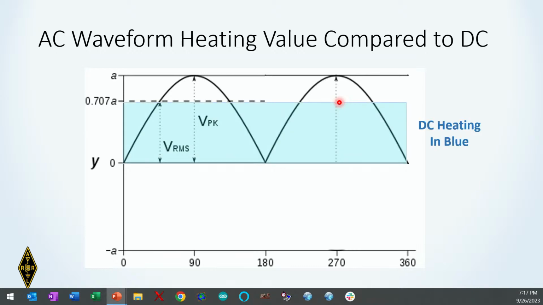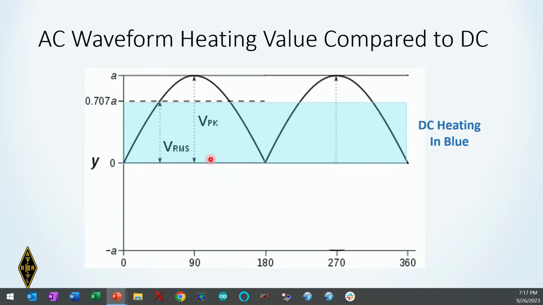Now what I've done is compared this to DC heating. So here we've got a battery. We've got the same amount of heating with this voltage, let's call it 0.7 volts, as we do with an AC waveform that has got to be a little bit bigger. And you can see that it would have to be a little bit bigger because in this portion of the wave, it wouldn't be doing very much heating. And in this portion, it would be doing a lot more.